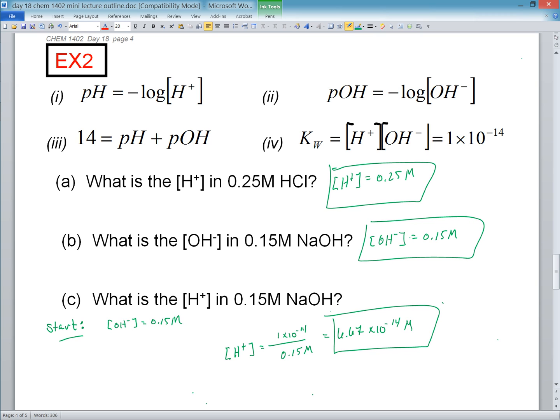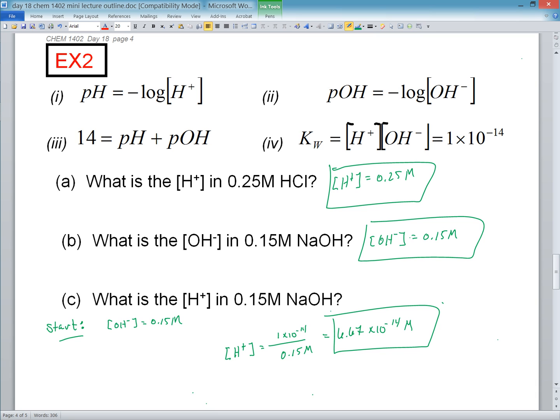Make sure you can get all this stuff in your calculator. I think that's the confusing part. No. You did something wrong in your calculator. 1 times 10 to the negative 14. How do we do exponents? EXP. 1, EXP, 14, negative. That's 1 times 10 to the negative 14. Now divide by 0.15. Yeah, see, you're off by 10. Make sure you get 10 to the negative 14, otherwise you're going to make the same mistake over and over. So C should be 6.67 times 10 to the negative 14.